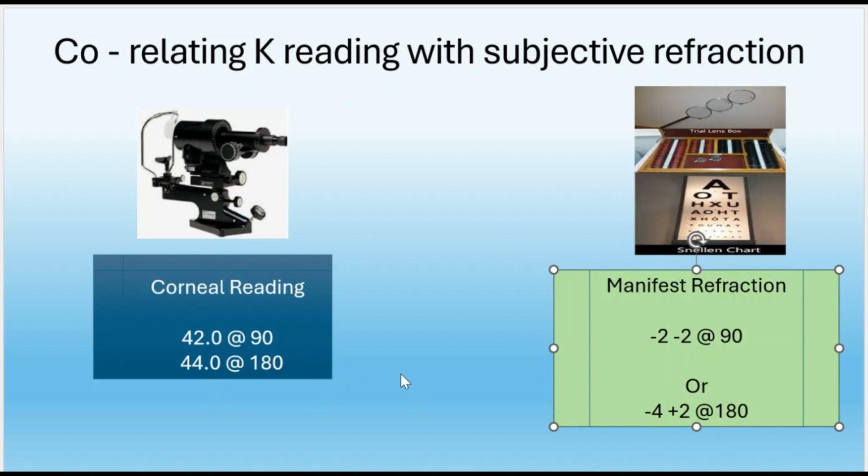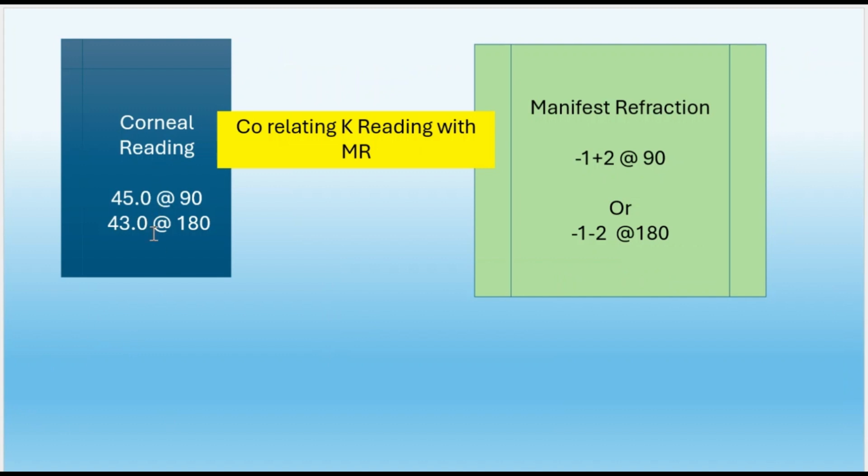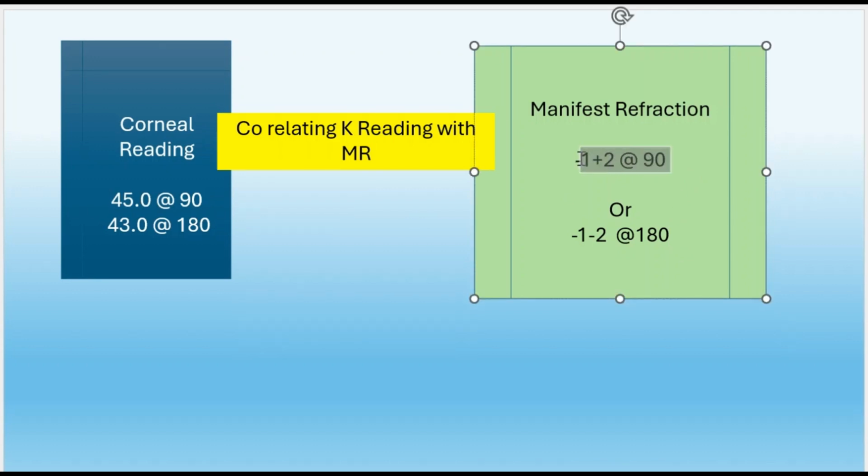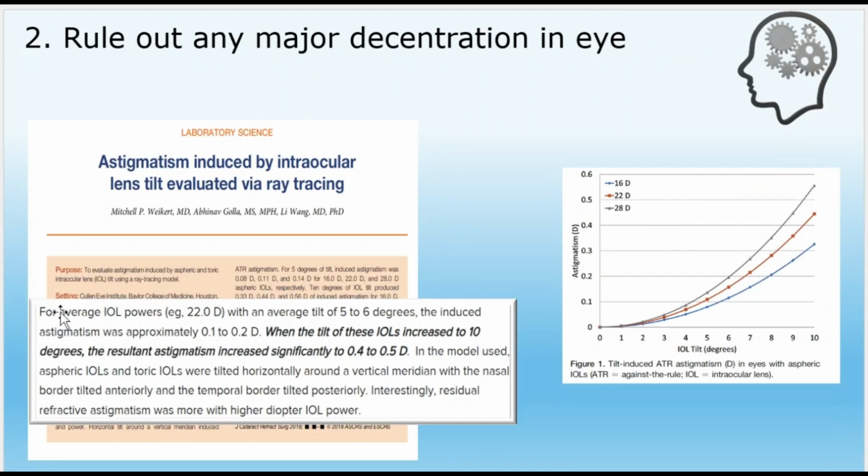But what I am trying to drive home here is that the axis difference between the corneal reading and the subjective refraction should not be more than 15 to 20 degrees, right? So that's basically important also. And also, it should not show that the corneal reading is with the rule astigmatism and the subjective refraction is against the rule astigmatism. That doesn't make any sense. Again, here you have with the rule astigmatism on the cornea, and you also have with the rule astigmatism on the subjective refraction. So they are well correlating.